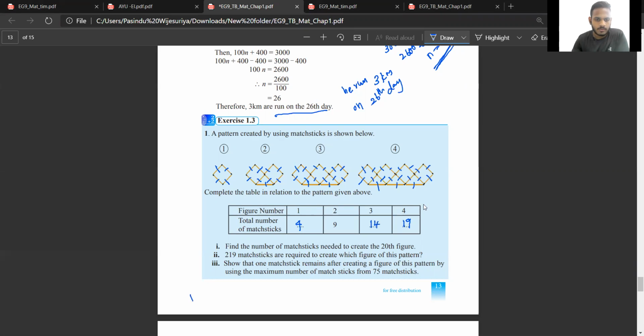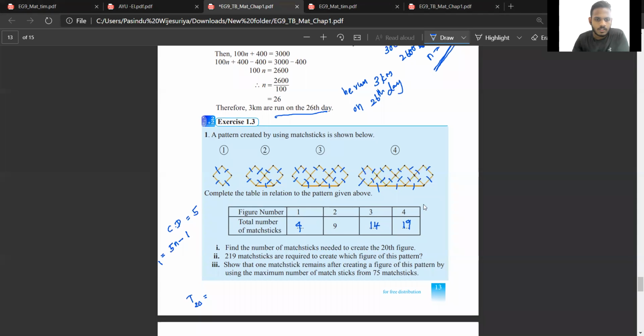So again, consider the 20th one. We know the common difference is 5. The first is 4. So considering 5n, how can we get 4? We have to subtract 1. So Tn equals 5n minus 1 is the general term. This is the general term.